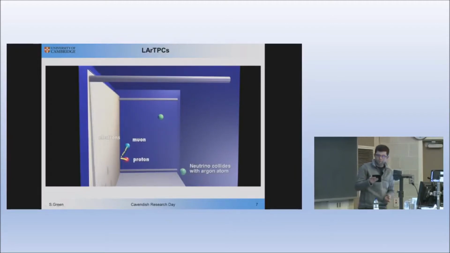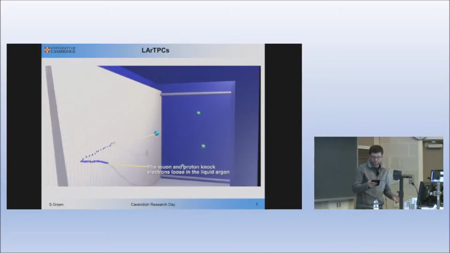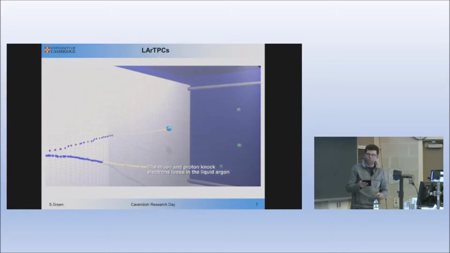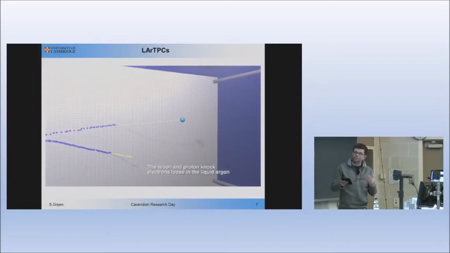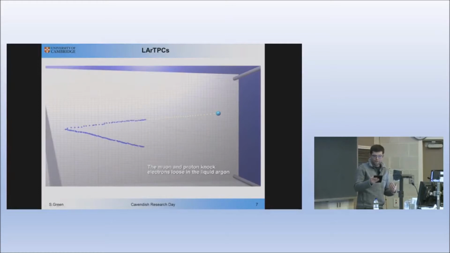And if these particles are charged, ionization electrons from those particles will be produced and will then drift to one side of the detector because of the presence of an electric field. These electrons are then collected and measured, and they give you an image of the interaction that took place.